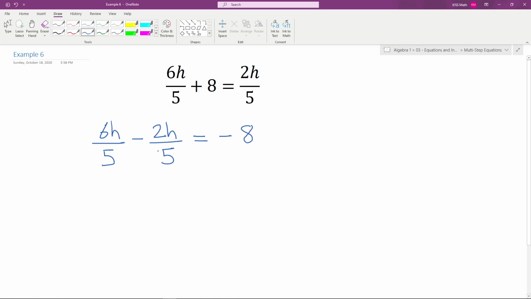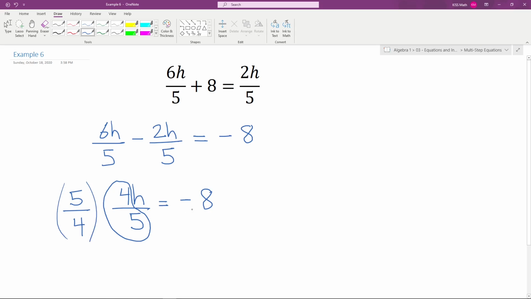So fortunately, we have the same denominator. So if you remember fractions, all we have to do is just subtract the numerators, right? So 6h minus 2h, that's just 4h all over 5 equals a negative 8. Okay, so now get rid of our coefficient, and our coefficient is this 4 over 5. And we can do that by multiplying by the reciprocal, which is 5 over 4. And we do it on this side too.